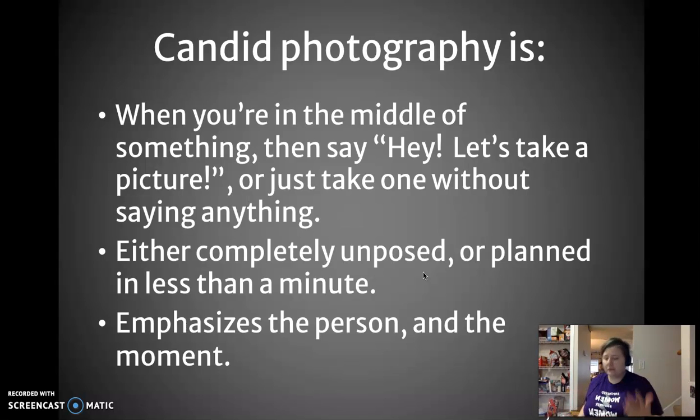Okay, and then the availability for a limited time also plays to the idea that life is fleeting, these moments are fleeting, and you can only save them for so long. They're either completely unposed or planned in less than a minute. So they're just really quick, and they're really meant to capture the moment as it's happening. So if formal portraits are just talking about the who, environmental portraits talk about the who and the what, or the who and the where. Candid photography, or candid portraits, emphasize the who and the when. So this is the person in the moment.